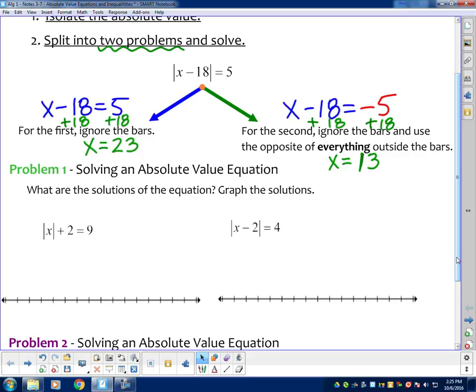Okay, so do I have only my absolute value here by itself? I've got this plus 2. I've got to get rid of that before I can split and make 2 parts. So go ahead and subtract 2.